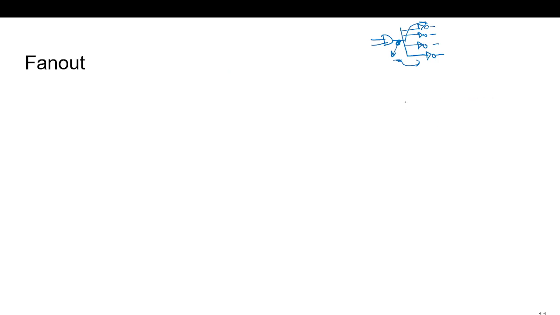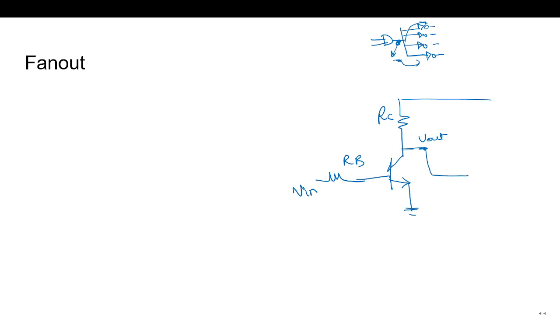Draw the circuit, BJT level circuit. Okay, I will. This circuit we have already seen. This is my inverter. Now I'm considering that this is the Vout, my previous output. Now this will be driving my next circuit. Say I am connecting another inverter.